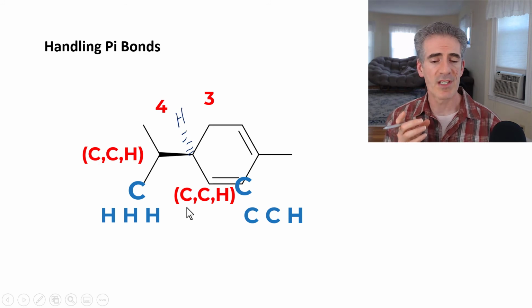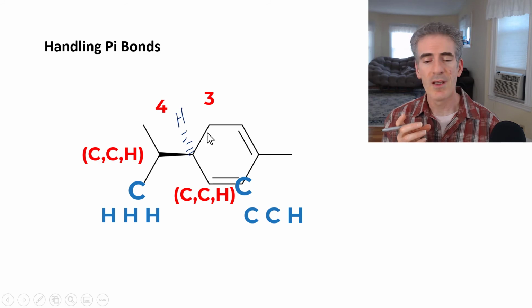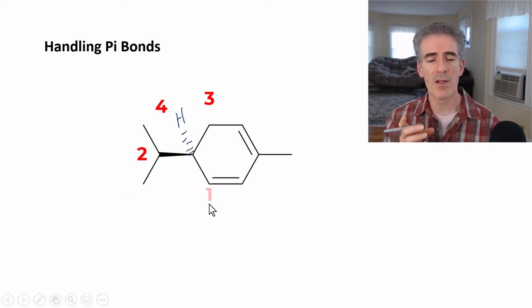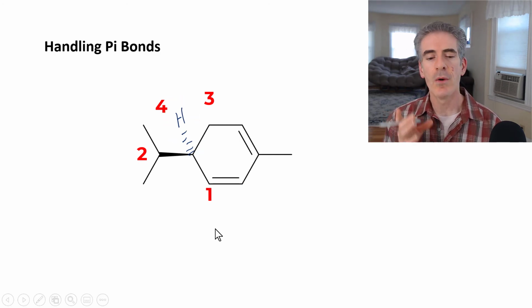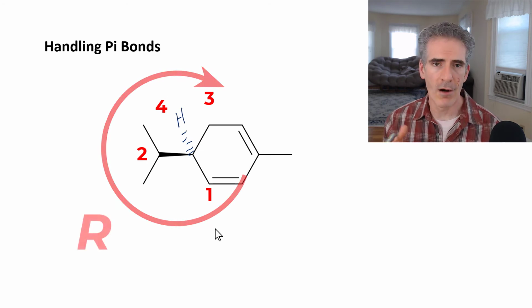So now we can say that our hydrogen was 4. We said this arm was 3. This arm to the isopropyl is our 2, and this is our 1. So we have our low group on the dash. Excellent. 1, 2, 3 clockwise, R.